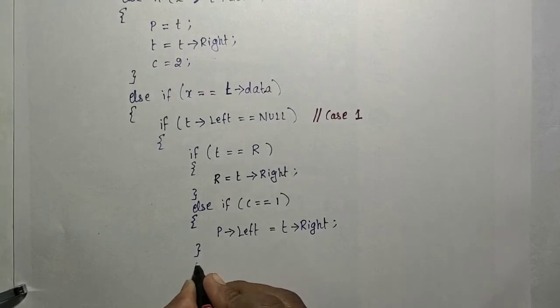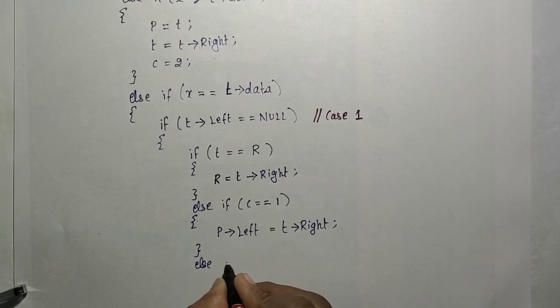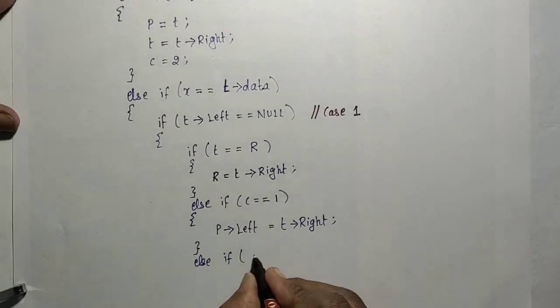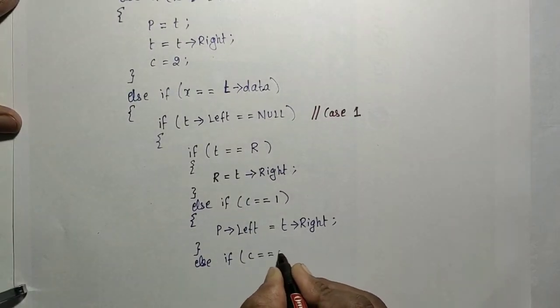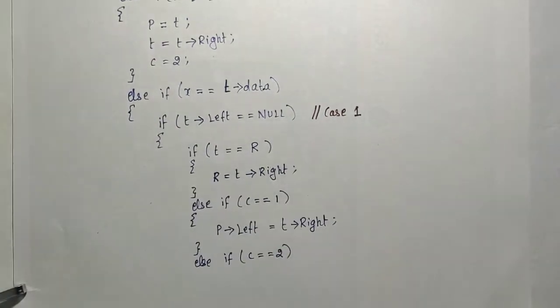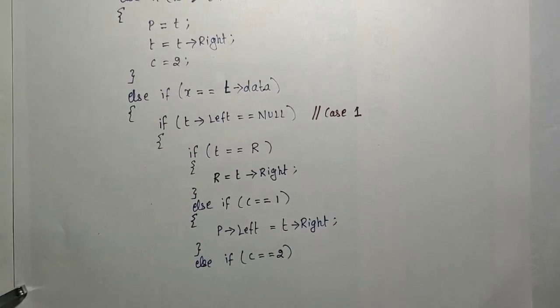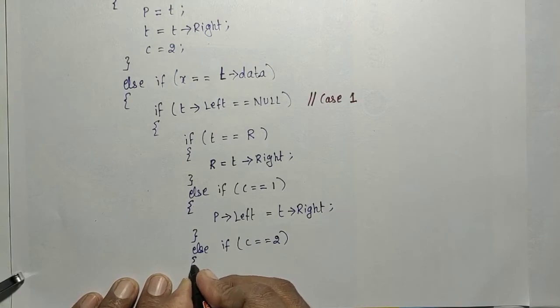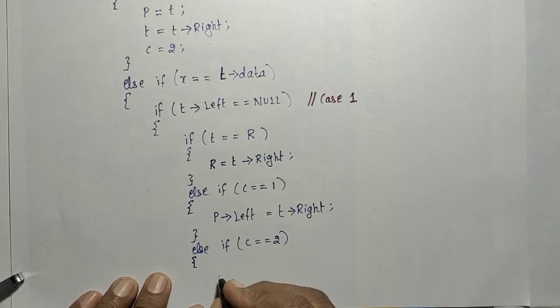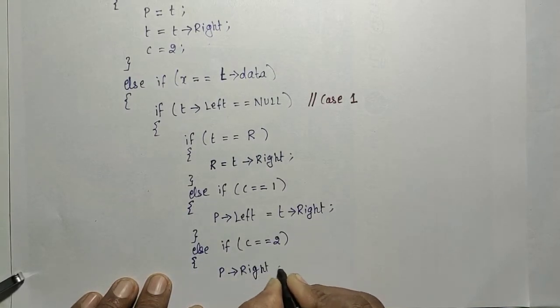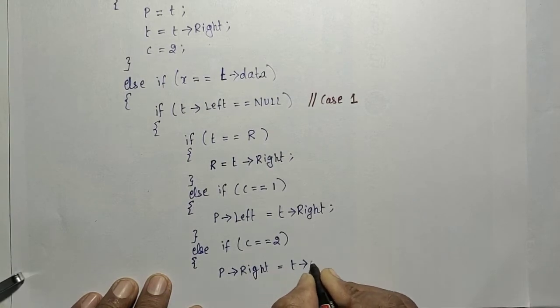Else, if c equal to 2, else c equal to 2, by that time I have to update p of right equal to t of right.